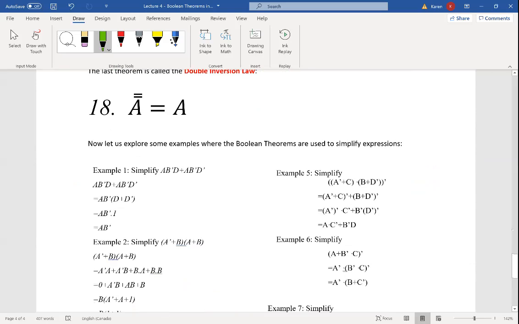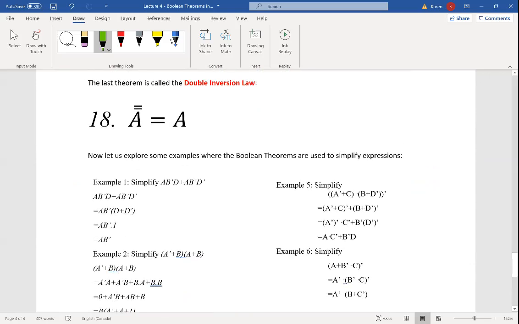And the last one is the double inversion law. Clearly, if you took A and you inverted it and then you inverted it again, then you would just get A. So let's say A equals 1. Therefore, A inverted inverted is equal to 1 inverted inverted, which equals 1 inverted is 0 inverted, which equals 1. And that output is equal to A because I said A equals 1. So that's DeMorgan's theorem and the double inversion law.